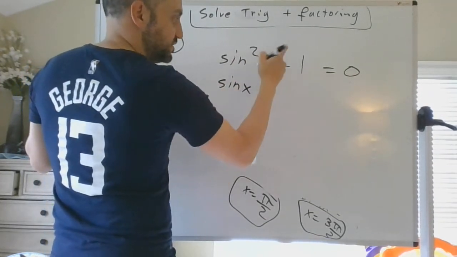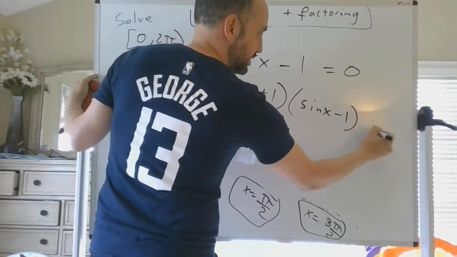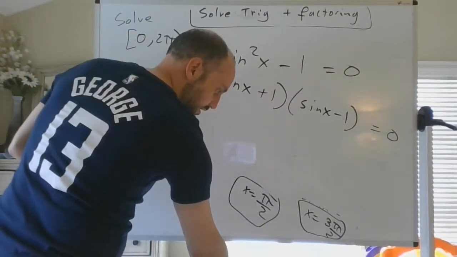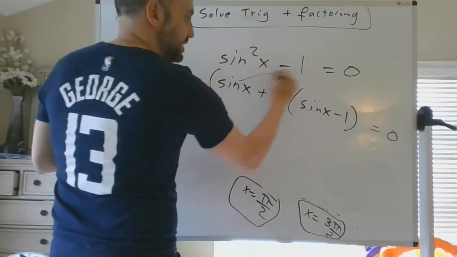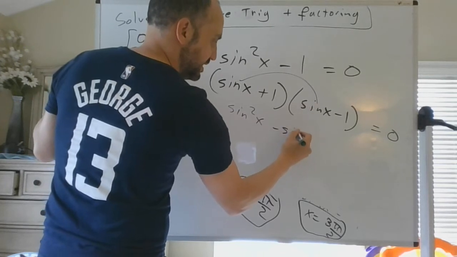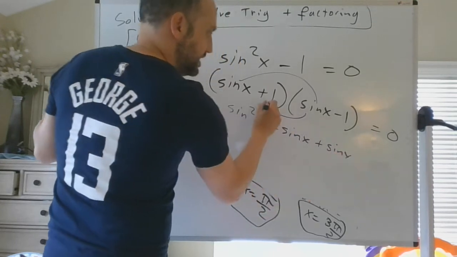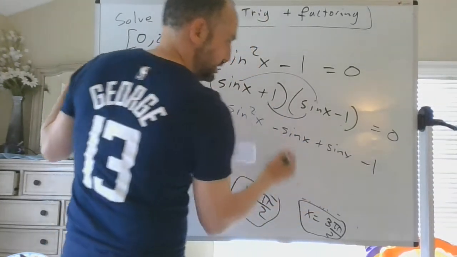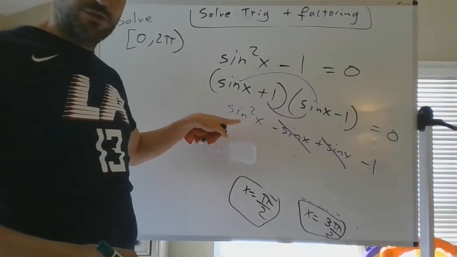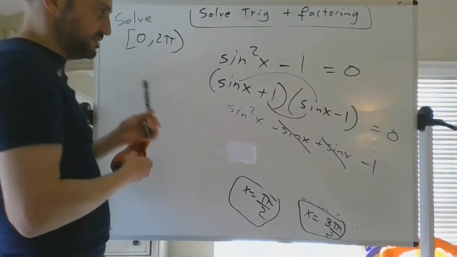So sine of x plus 1, sine of x minus 1. Here. Don't believe me? Here, I'll work it out for you. I'll do it in different colors so that I could erase it later. Sine of x times sine of x is sine squared x. Sine of x times negative 1 is negative sine of x. 1 times that is positive sine of x. Positive 1 times negative 1 is negative 1. Cancel out like terms. You're left with sine squared x minus 1. Same thing. Okay? So this was a difference of squares essentially.